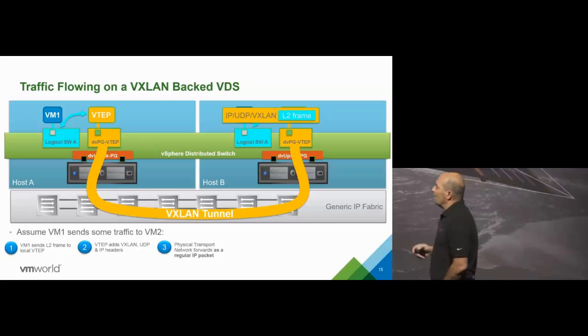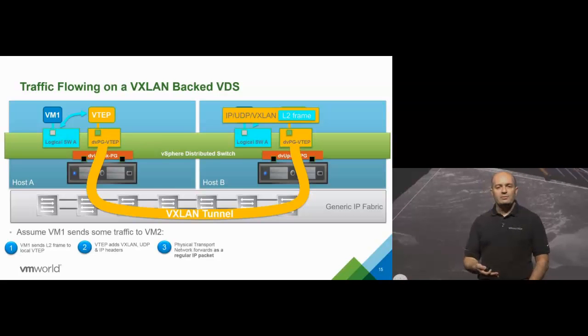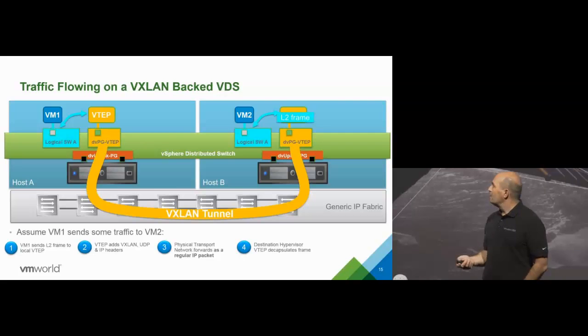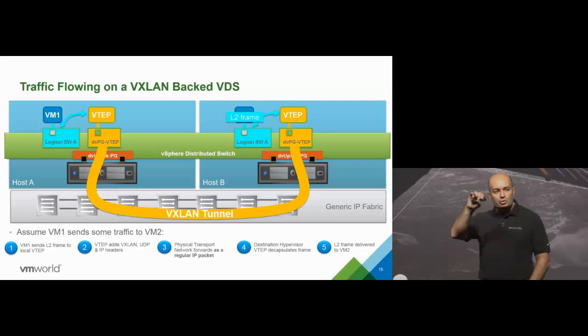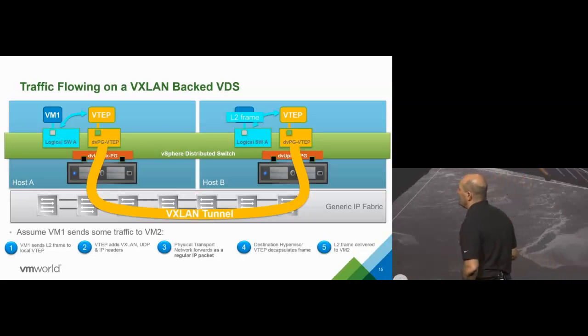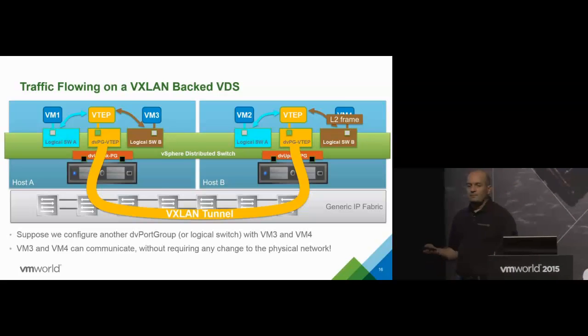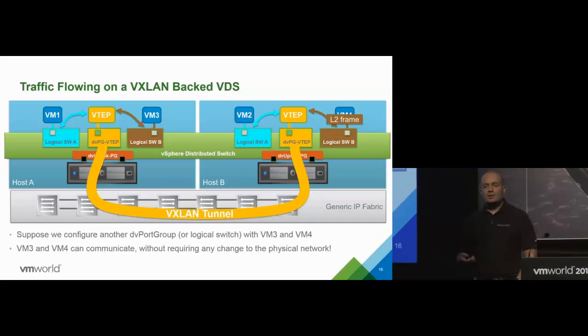On host B, I recognize that it is a packet that is going to the IP address of my VTEP. I decapsulate the packet and recover this L2 frame that I can now switch locally to my logical switch A to VM2. So pretty straightforward. It's basically the same path as before, except that we have this additional step of going through a VTEP. But the beauty of this model is that if I want to create my new layer 2 domain, my logical switch B now, nothing changes from the network point of view.